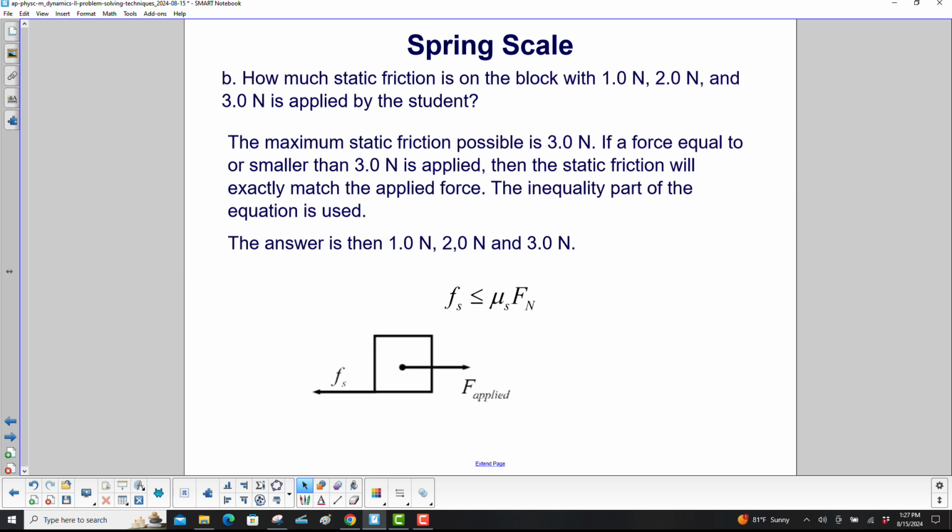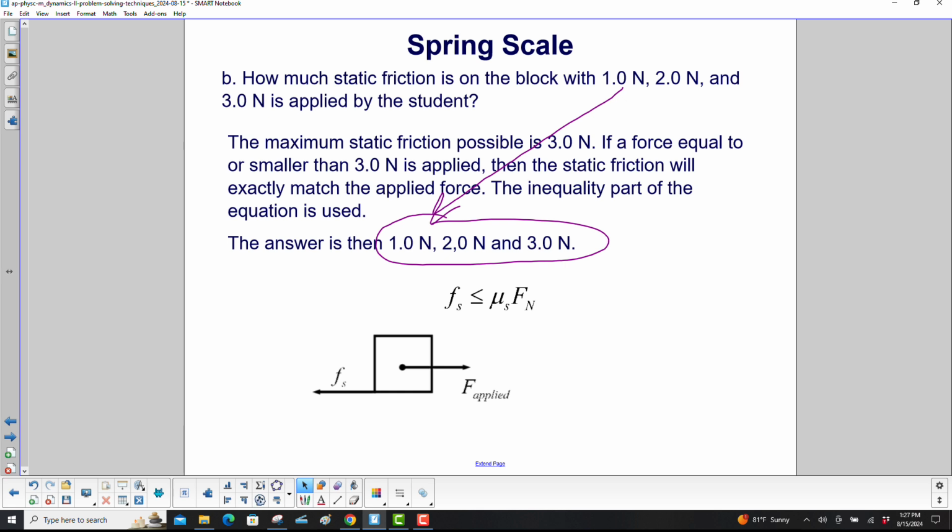How much static friction is on the block with 1 newton, 2 newtons, and 3 newtons applied by the student? We found that the maximum static friction force is 3.0 newtons. If a force equal to or smaller than 3 newtons is applied, then the static friction will exactly match the applied force. The inequality part of the equation is used. So our answer then is 1 newton, 2 newtons, and 3 newtons.